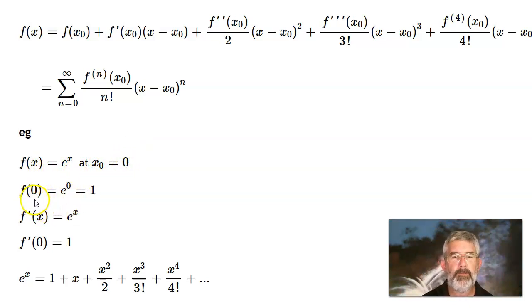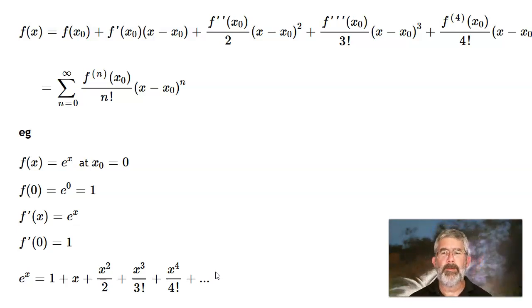I need to know the function at 0, it's 1. Then I take the derivative, and then I need to know that at 0, it's also 1. You know, e to the x is maybe a little boring in its derivatives because all the derivatives are the same, they're all e to the x. So the nth derivative at 0 is going to be 1. And so when I plug a 1 in for this and that and that and that and that, and zeros in for x0, I get this right here, that e to the x is 1 plus x plus x squared over 2 plus x cubed over 3 factorial plus x to the 4th over 4 factorial.